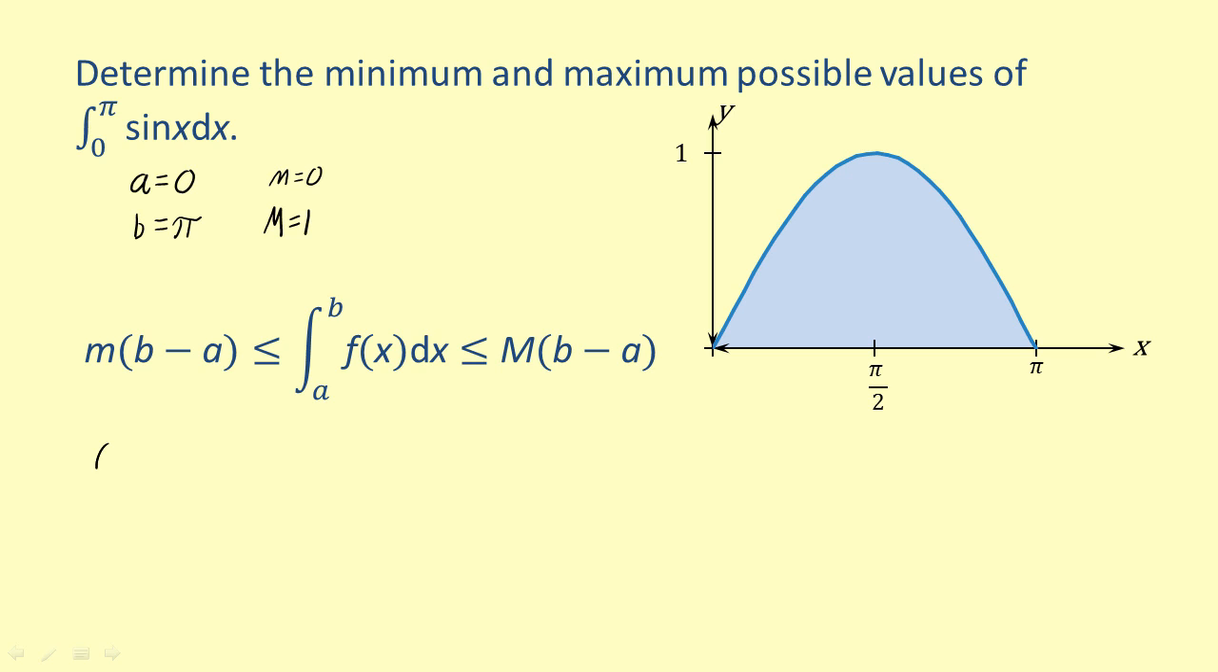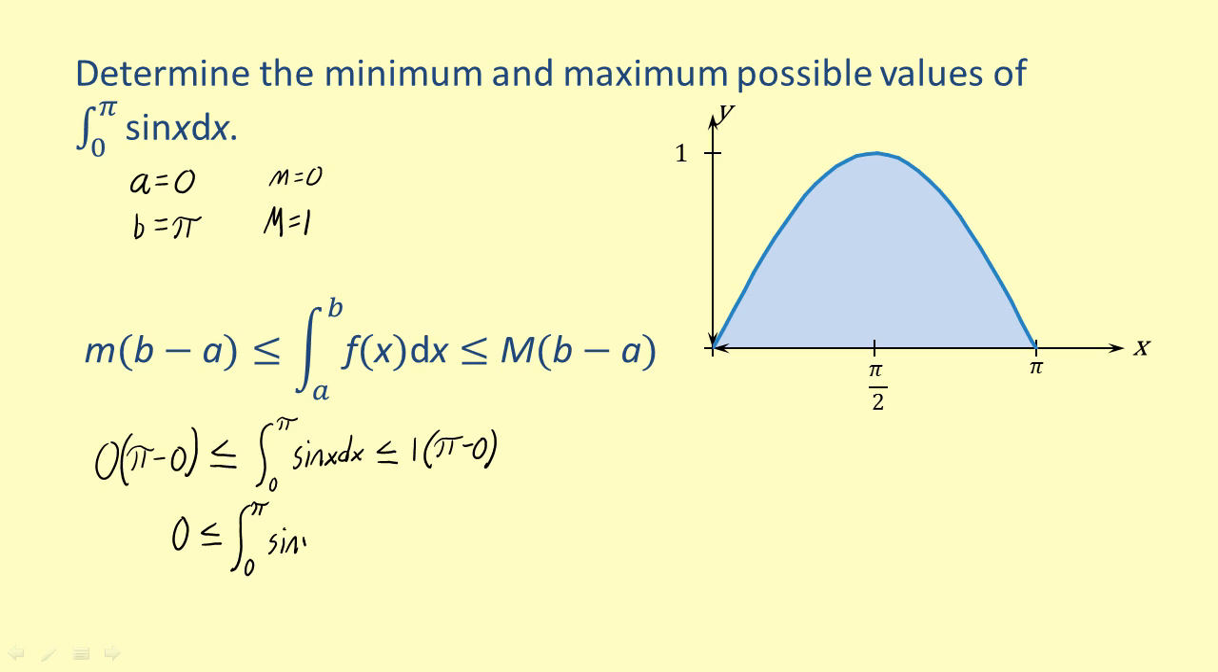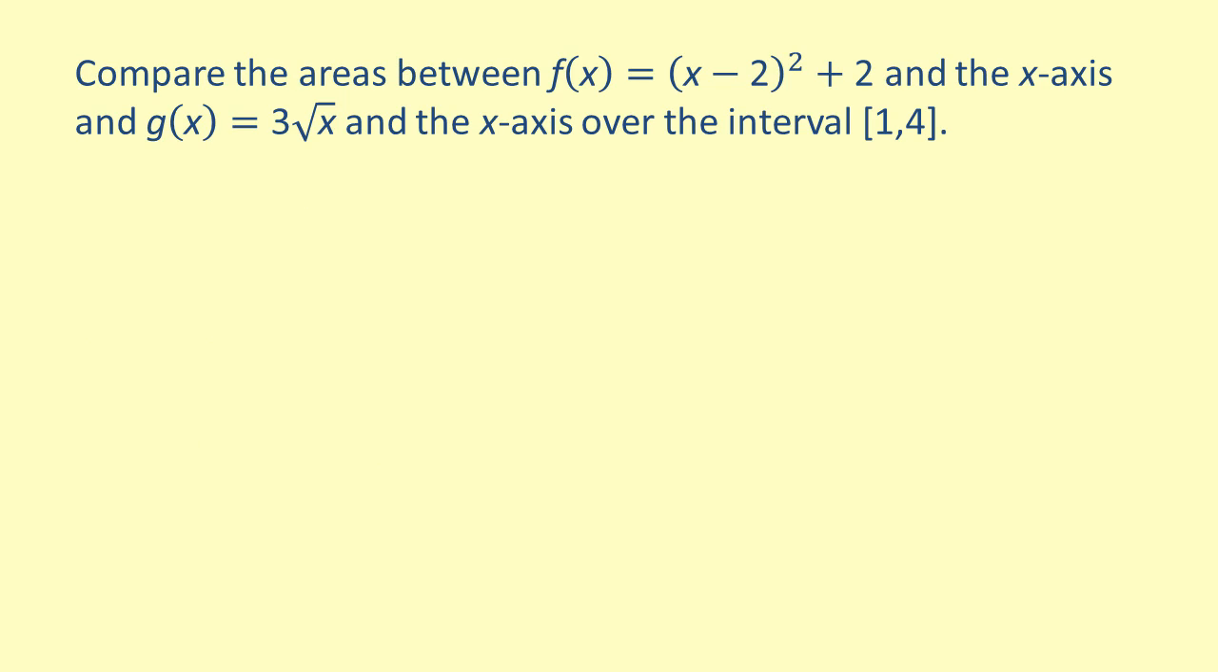So we have 0 times pi minus 0 is less than or equal to the integral of sine x dx from 0 to pi, which is less than or equal to 1 times pi minus 0. Simplifying, we find that the integral of sine x dx is between 0 and pi. Let's look at another example.